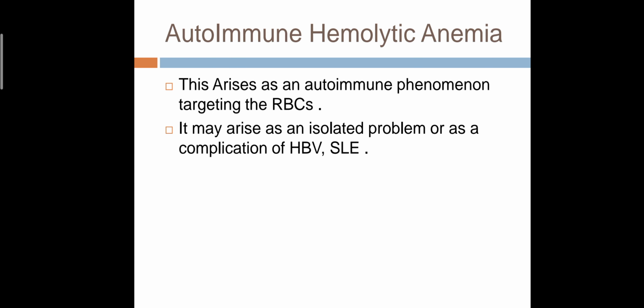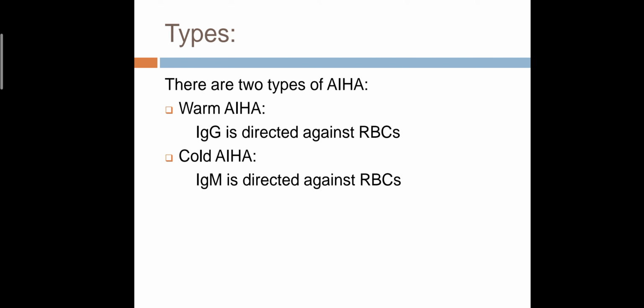Next, the second one is autoimmune hemolytic anemia. Okay, this arises as an autoimmune phenomenon targeting the RBC. Autoimmune means our own immunity will destroy our own tissues or cells. So it may arise as an isolated problem or as a complication of HBV, that is hepatitis B virus, or SLE, that is systemic lupus erythematosus. It means our own immune system is mistakenly destroying healthy cells or tissue. So this is autoimmune hemolytic anemia.